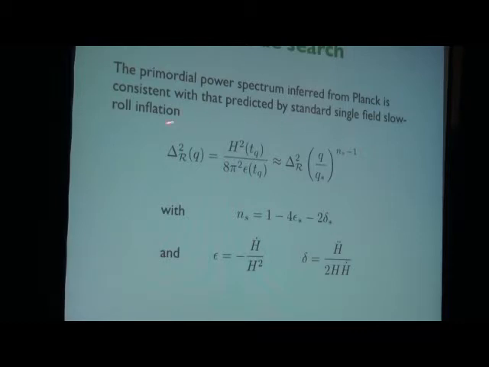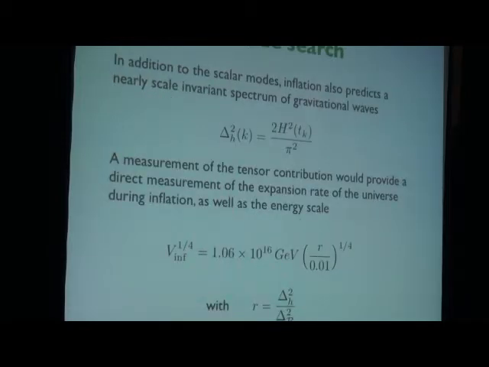So this is the prediction for delta R squared, the power spectrum of this quantity R that we introduced yesterday, and the prediction turns out to be nearly scale invariant, and it's consistent with what is seen in the Planck data. The n_s has a funny normalization, so n_s equals 1 is a scale invariant spectrum.